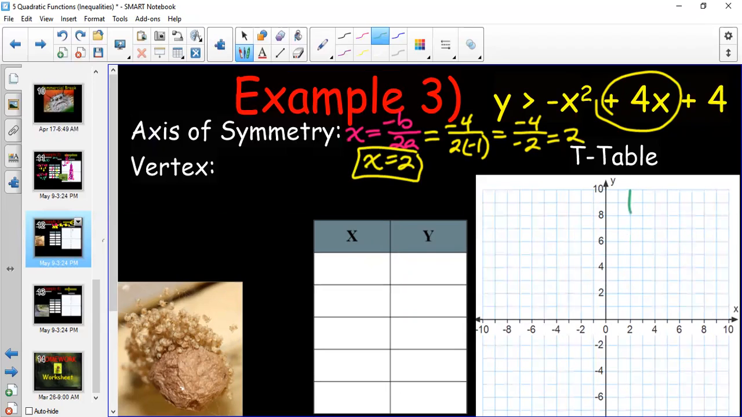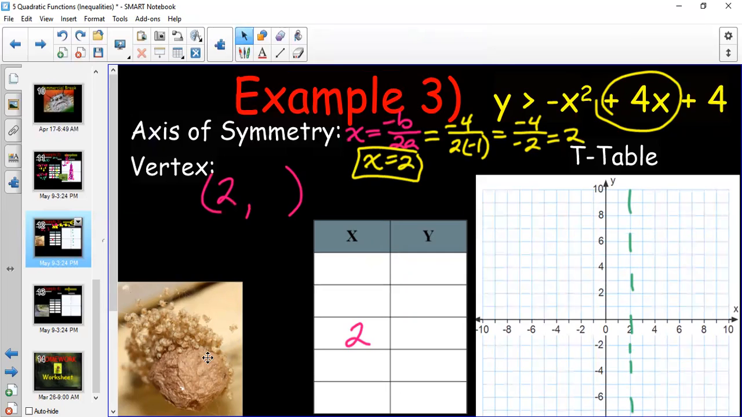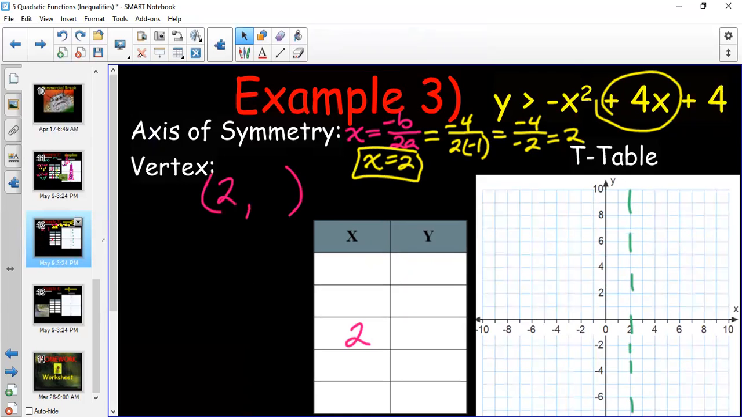Again, I'm going to draw that line on my graph so I know what cuts it in half. And then our vertex is going to be 2 comma something. And then that's right in the middle of our graph. And move these baby spiders out of the way, give us more room here.